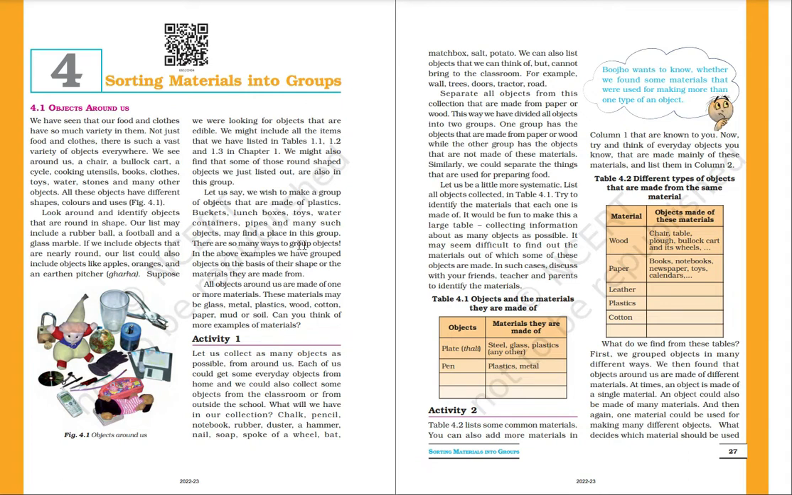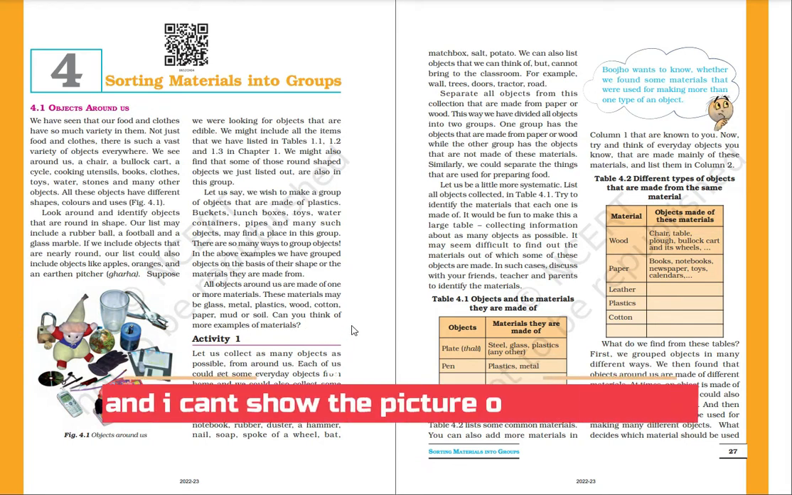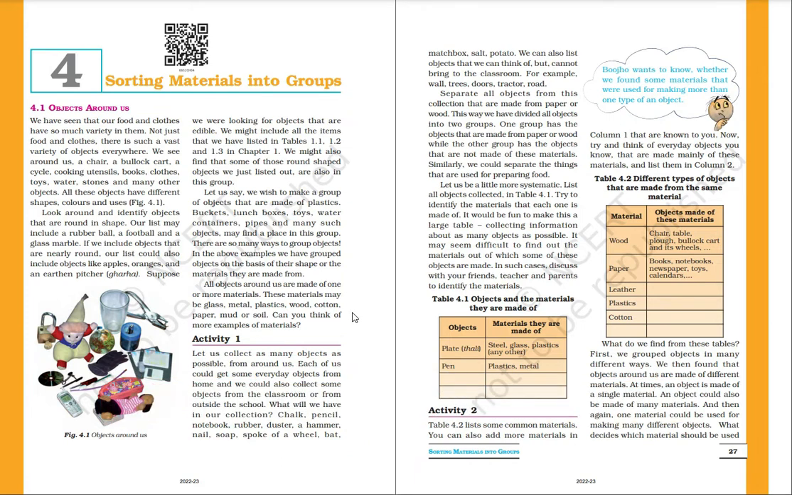There are so many ways to group objects. In the above example, we have grouped objects on the basis of their shape or the materials they are made from, and all the objects around us are made of one or more materials. These materials may be glass, metal, plastics, wood, cotton, paper, mud, or soil. Can you think of more examples of materials? Basically there are infinite types of materials; in further classes you will understand all the elements and also the compounds, but for now wood, metal, plastic, this is the basic. So you need to just understand this only.